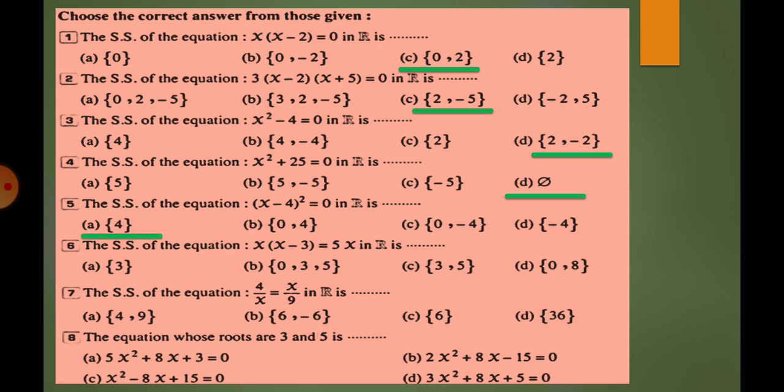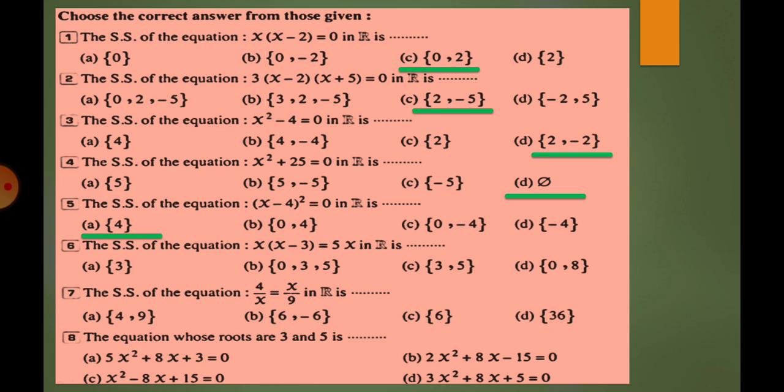The equation x(x − 3) = 5x. For this equation, we want to put the equation in standard form. It will be x² − 3x − 5x = 0.